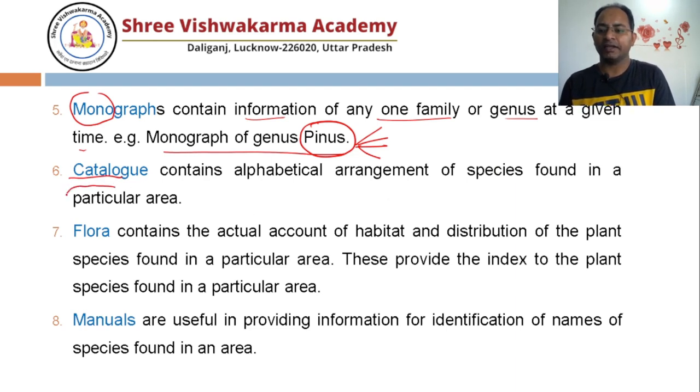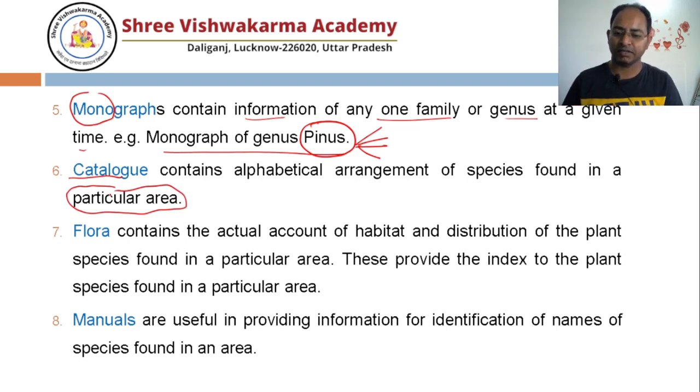Scientists are targeting any particular area. Say for example, scientists go to Western Ghat. In the Western Ghat, there is a lot of variety, a lot of diversity. In Western Ghat only, how many species are present, maybe plant or animal? Scientists arrange them in alphabetical order, that these many species are available in this particular area. So that is the catalog. Catalog represents the diversity of the organisms in a particular area.